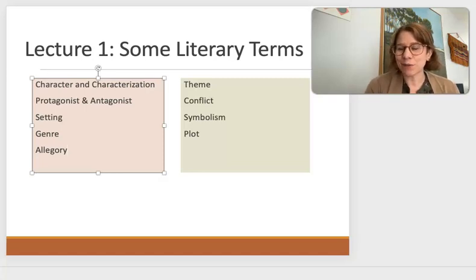Hi everybody. So in this video I'm going to talk a little bit about some literary key terms. A lot of these key terms are probably review for you, but it's a good idea to review them and make sure that you're familiar with the definition of them and can maybe explain in your own words what each of these key terms means.